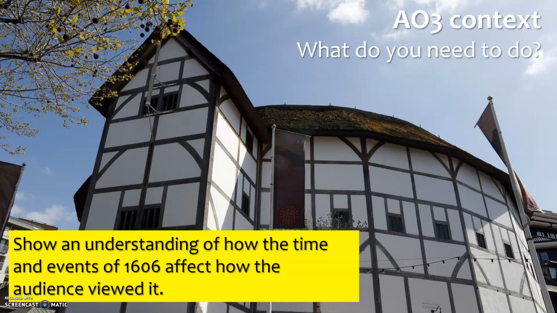And just a quick reminder that what we're doing here is we're actually covering AO3, Assessment Objective 3. There are 4 assessment objectives when it comes to your Literature GCSEs. The third one, as it says there, is context. So basically what you're doing by exploring things like the power of nature, say, and disturbed nature, is you're showing an understanding of how the time and events of 1606 affect how the audience viewed it. And that's what we're trying to do today, is link it back to Shakespeare and link what we are saying here back to the audience who would have been watching Macbeth at the time.